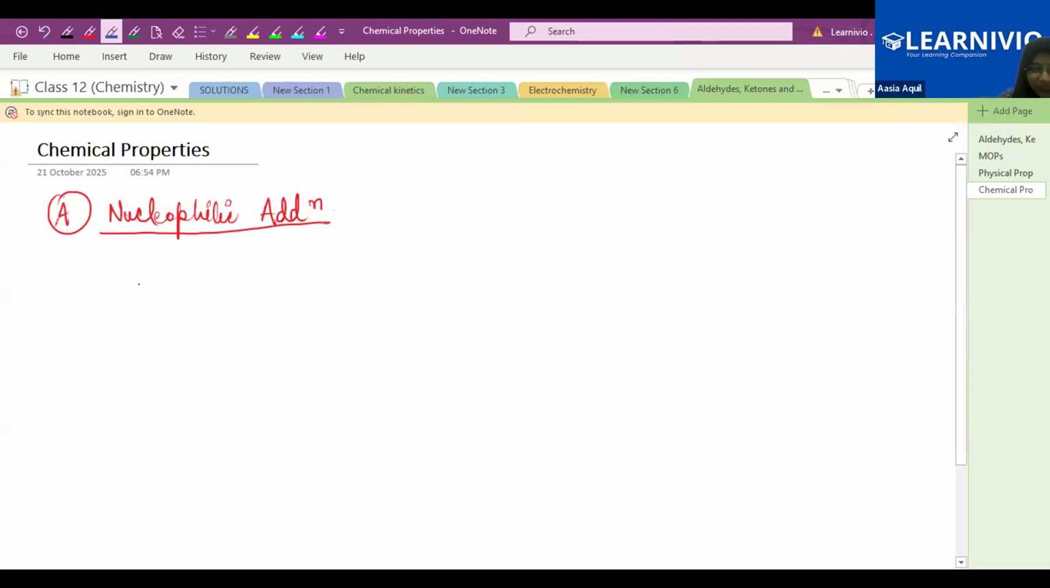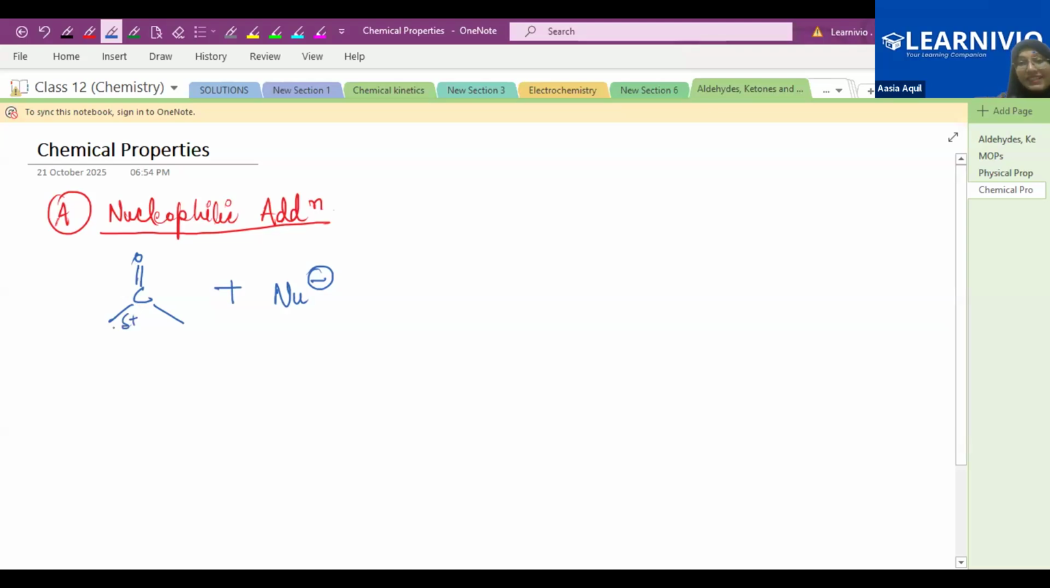Suppose we have a carbonyl compound. It can be a ketone or an aldehyde. When you treat a carbonyl compound with any nucleophile, what happens? You know very well that between the carbon and oxygen, oxygen is more electronegative, so it will acquire a partial negative charge, and the carbon will acquire a partial positive charge.